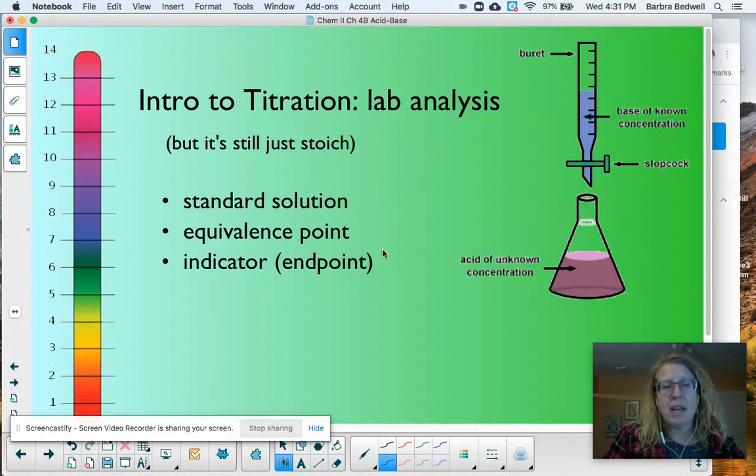So with this, again, in terms of what the setup is, it's still just a stoichiometry problem. This is just how we know when we get to that point. So typically what we're trying to do is figure out maybe what is our molarity of this sort of thing.